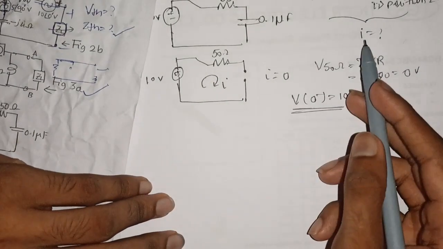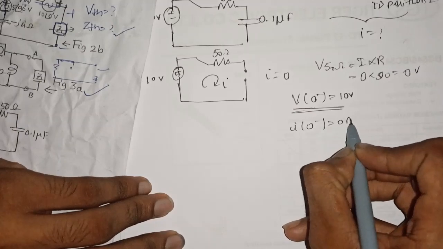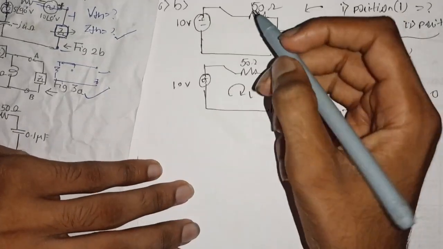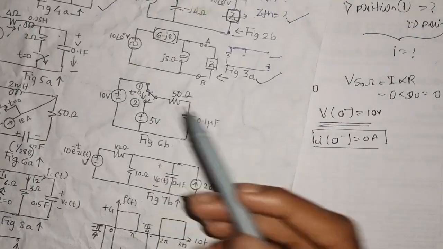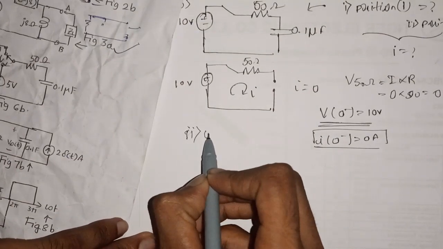And now, since you have to find the value of current, I of 0 minus is 0 ampere. We have found out the 0 ampere. Now when the switch is thrown to position 2 at time t equal to 0, the circuit appears like this.